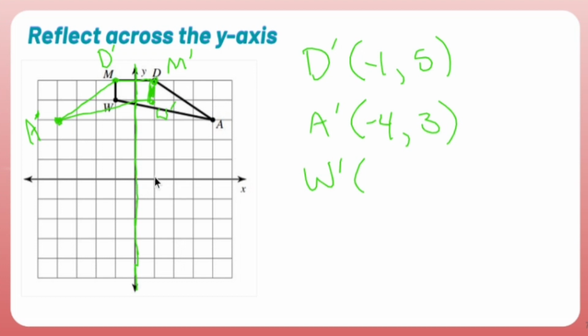Start at the origin, go right 1, up 1, 2, 3, 4. So right 1, up 4 is W prime. And M, I wish it was a G, it could be dog. I go right 1, up 1, 2, 3, 4, 5. Right 1, up 5. And that's reflecting.